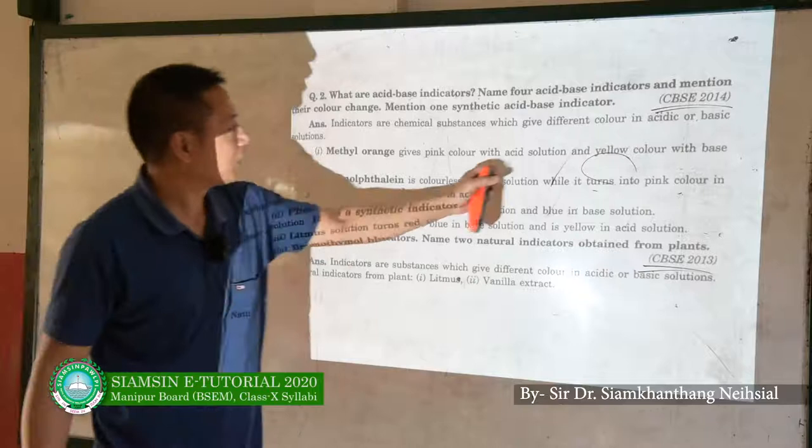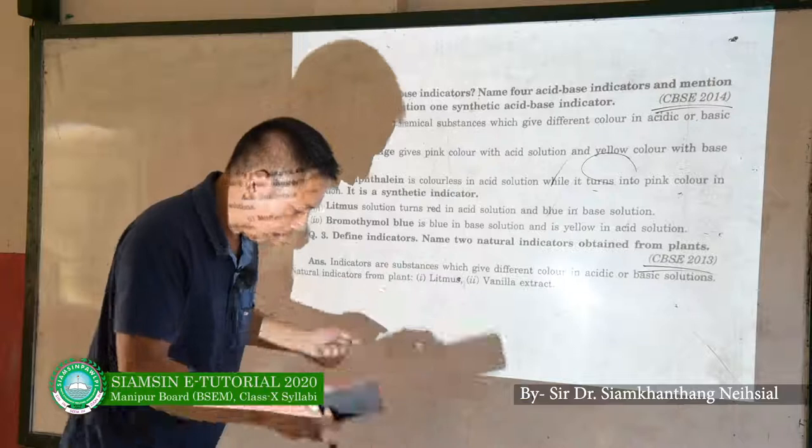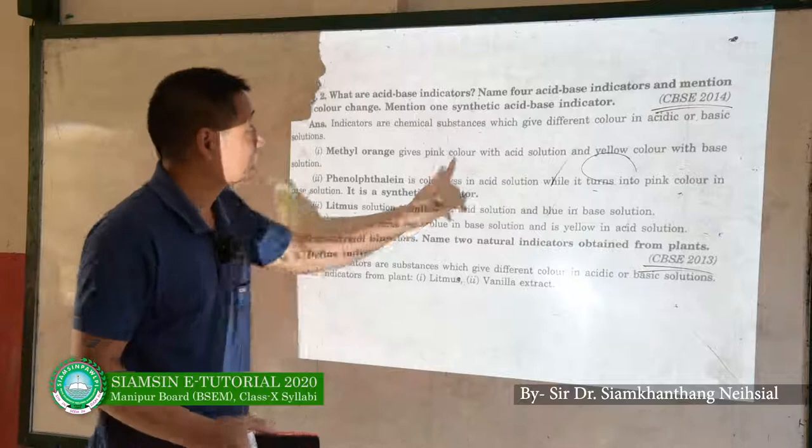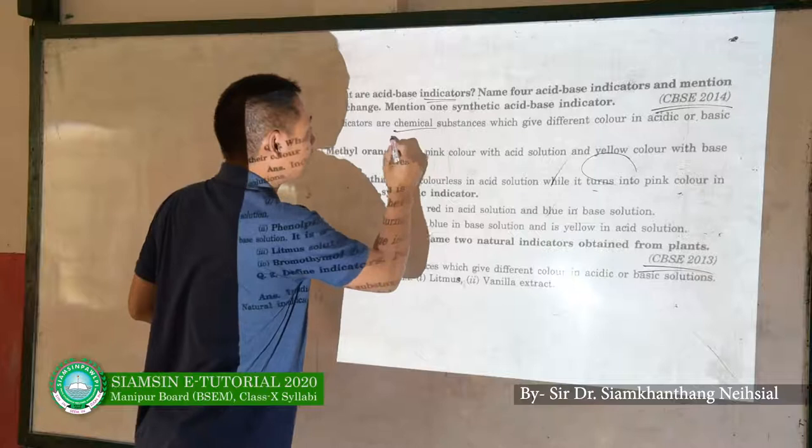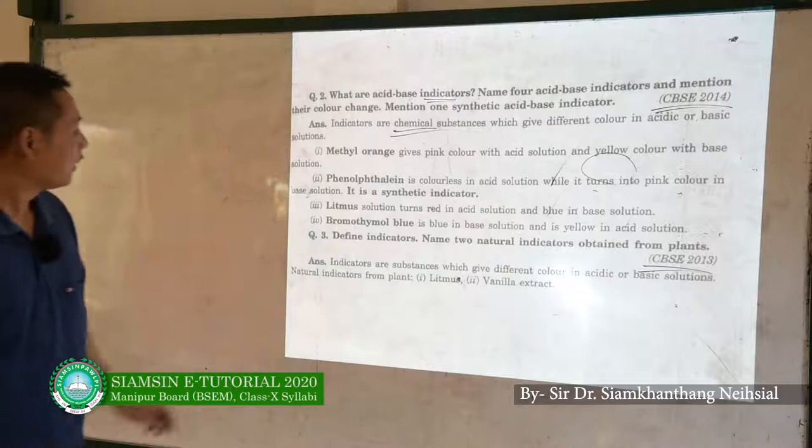Indicators are chemical substances which give different colors in acidic or basic solutions. They change their color. Examples are methyl orange, phenolphthalein, litmus paper, bromothymol blue.